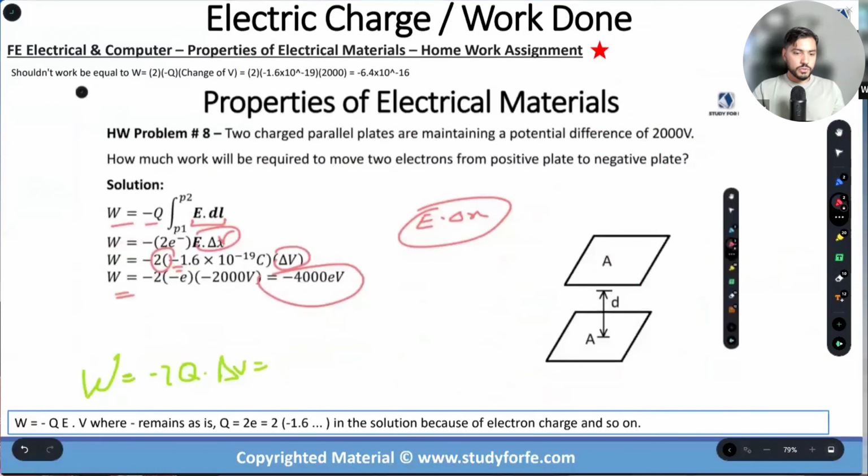So my response to the student was fairly simple, that, hey, minus E, minus Q times E dot V, minus, remains as it is because it's 2 times minus 1.6 in the solution because of electron charge and so on. It was a little bit more detailed, but this is sort of the summary, and I've broken it down for you guys step by step a moment ago.